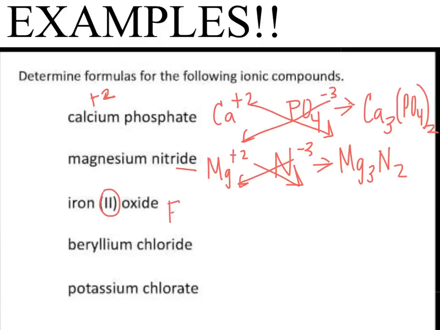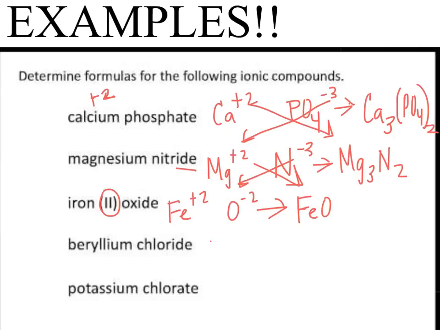And then the next one, iron 2 oxide. So that's telling you that it's iron with the plus 2 charge. And then oxygen or oxide has a -2 charge. So this one's pretty easy. Plus 2, minus 2, they already equal 0. So you only need one of each.